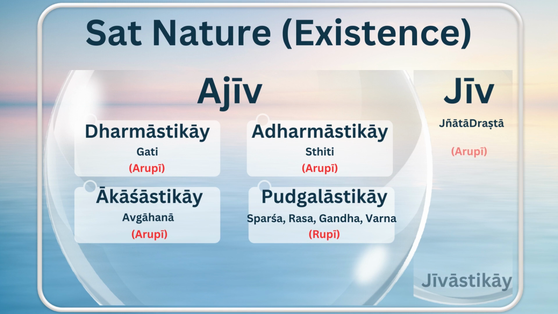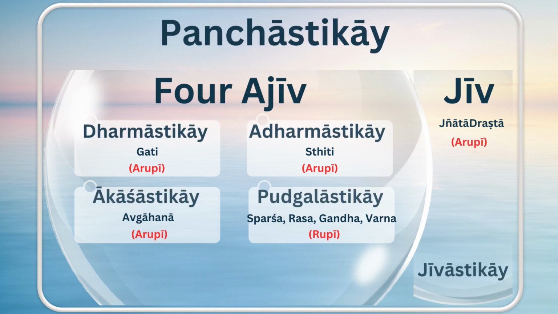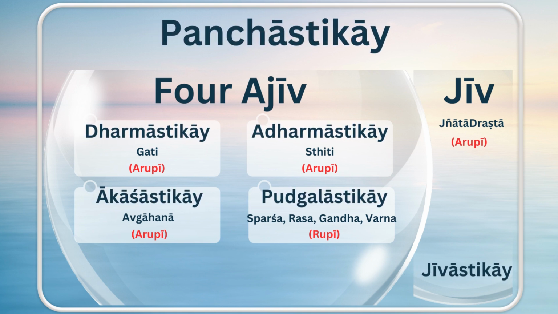Jīv is also called Astikāy because Pradeśa of Jīv are spread throughout the body. Jīv itself is Arupī or Amūrta, meaning that it is invisible. Still, it is Astikāy, therefore it is called Jīvastikāy. Dharmāstikāy, Adharmāstikāy, Akashastikāy, Pudgalastikāy, and Jīvastikāy together are also known as Panchastikāy or the 5 Astikāy. Some Acharya divide Sat only into Panchastikāy or the 5 Astikāy.